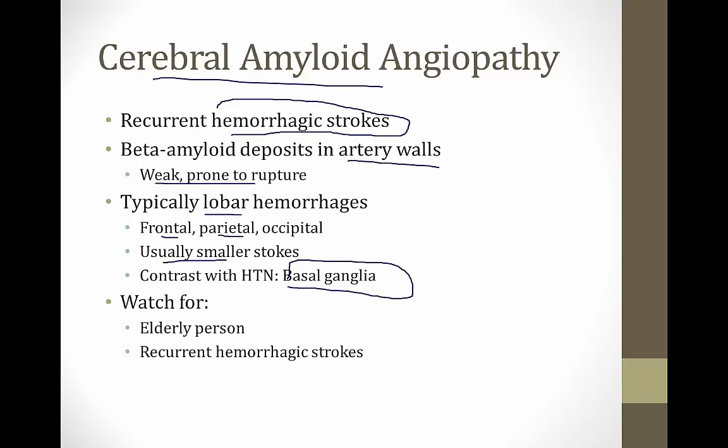And these are also usually smaller strokes than the massive lobar strokes you see with middle cerebral artery infarction. So watch for an elderly person with recurrent hemorrhagic strokes. They probably have cerebral amyloid angiopathy. Anytime you see someone with recurrent hemorrhagic strokes, you should think of this condition.